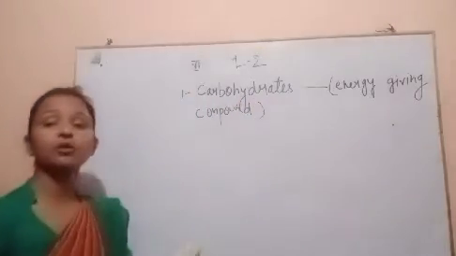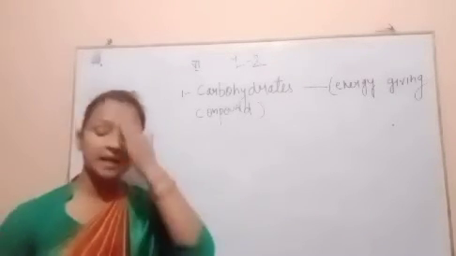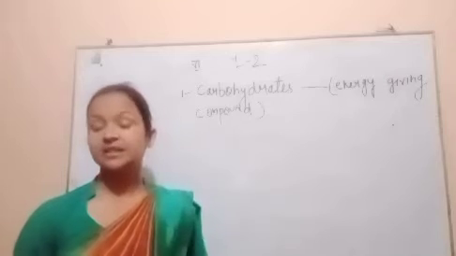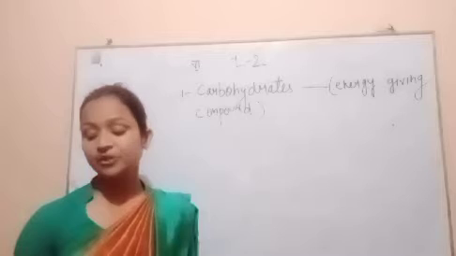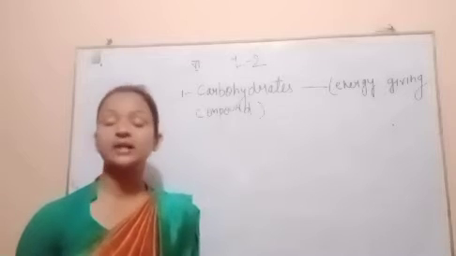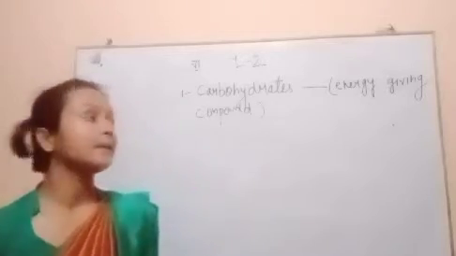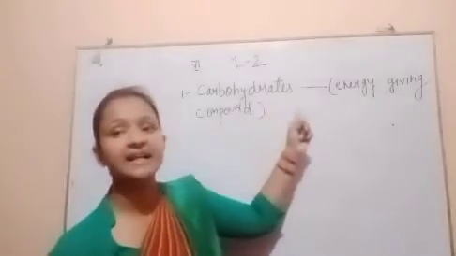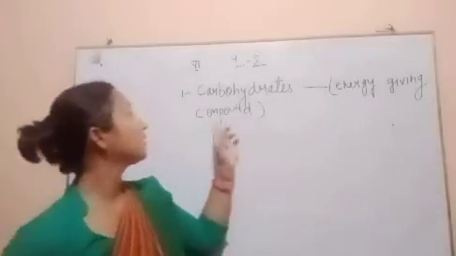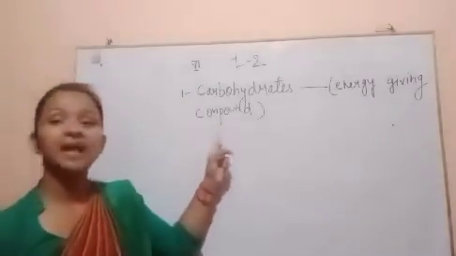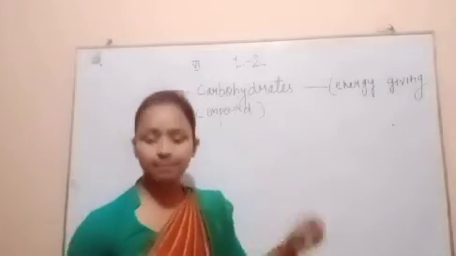Which food items are rich in carbohydrates? You can see that sweet potato, bread, rice, wheat, honey, common sugar, jaggery, that is gur, and milk are rich in carbohydrates, and they are the energy giving compound. Carbohydrates are called the energy giving compound.